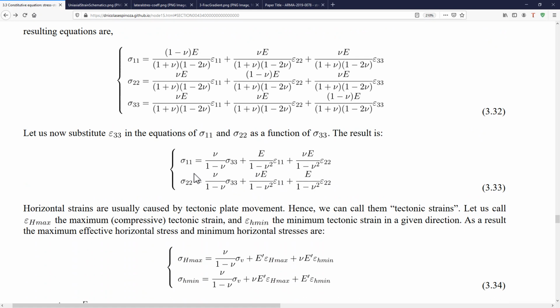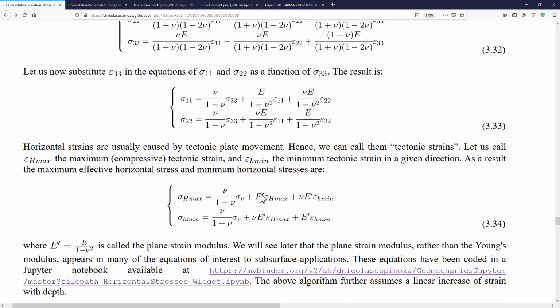The result is that the effective horizontal stresses are going to be a function of the effective vertical stress through the effective lateral stress coefficient, but also are going to be functions of the tectonic strains. Epsilon 1 and epsilon 2 are what we call tectonic strains, and they quantify how much shortening or extension we have in the Earth's crust at a particular place due to the action of tectonic movement and tectonic plates. Let's do this a little bit simpler and talk in terms of horizontal stresses instead of sigma 11 and sigma 22. And this is the equation.